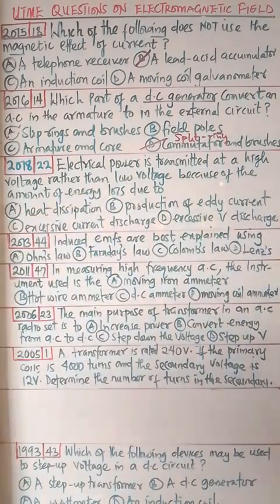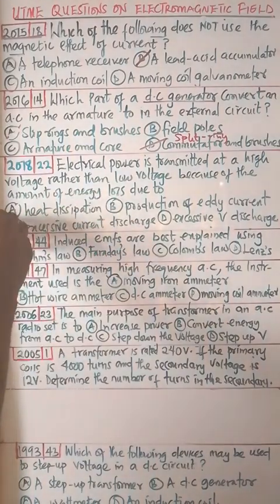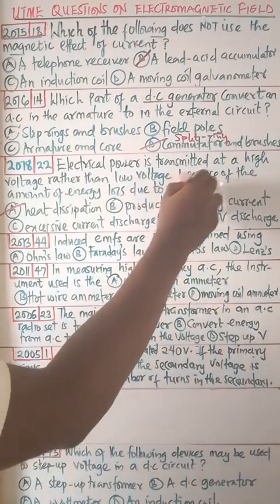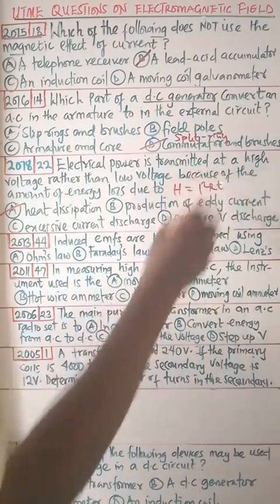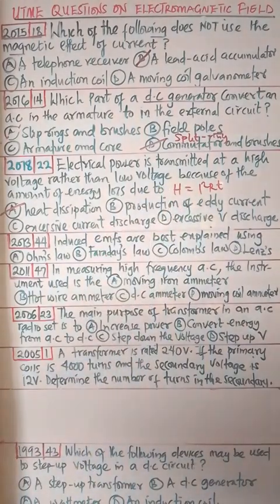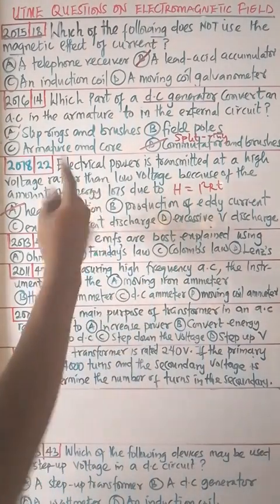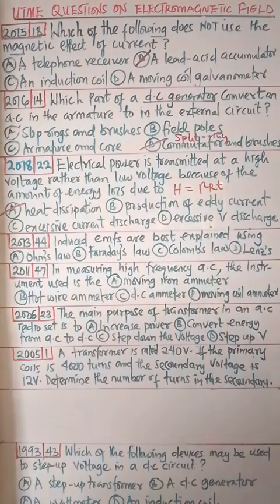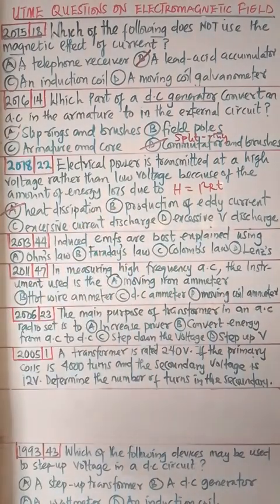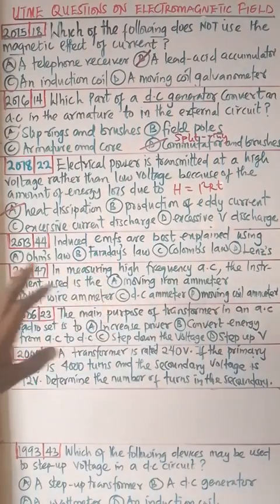Next, electrical power is transmitted at a high voltage rather than low voltage because of the amount of energy lost due to, yes, the answer is A, heat dissipation. The heat generated is I squared R T. So if voltage is high, current is low. If current is low, the heat generated will be lower. But if the voltage is low, current is high. If current is high, the heat generated is higher. So it has nothing to do with eddy current. It's not about excessive current discharge or voltage discharge. It is due to what? Heat dissipation.